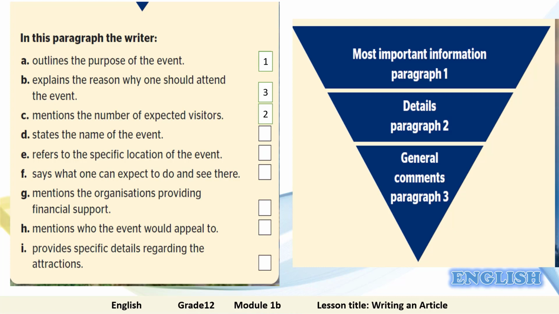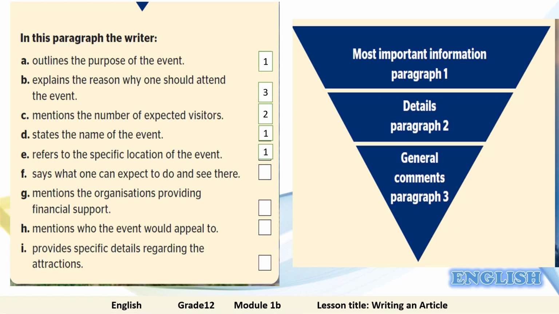States the name of the event. One of the most important information. And as we said before, important information should go under paragraph 1. Refers to the specific location of the event. Location is an important piece of information as well. Again, paragraph 1.